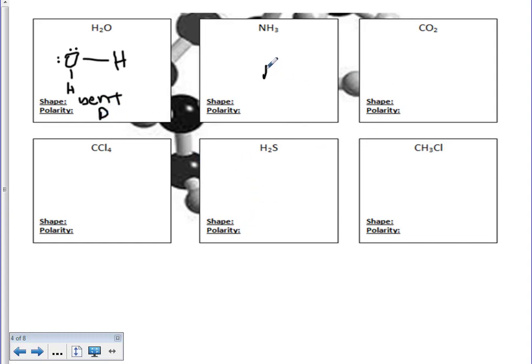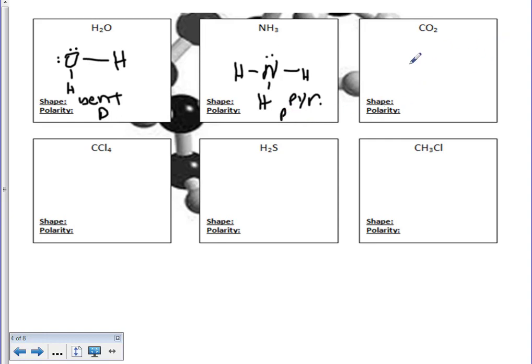For NH3, we know nitrogen has 5 valence electrons, so nitrogen is going to be our middle, bonded to 3 H's. Each H contributes 1 valence electron to share, leaving us with a single lone pair on the central atom. We know that this is going to be pyramidal, and it is indeed going to be a polar molecule.